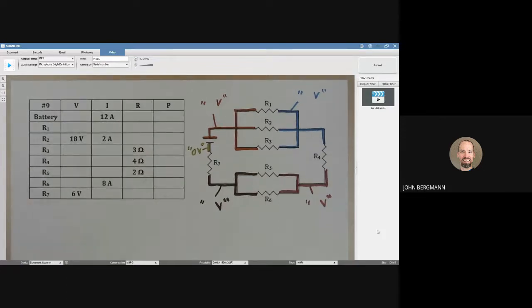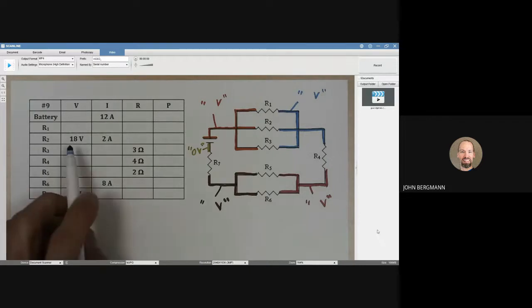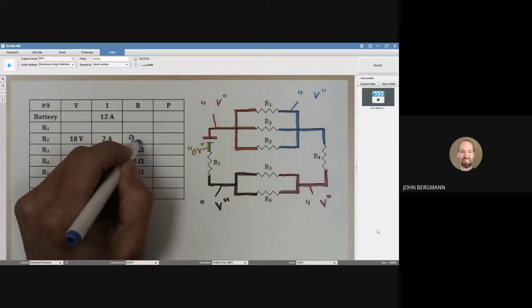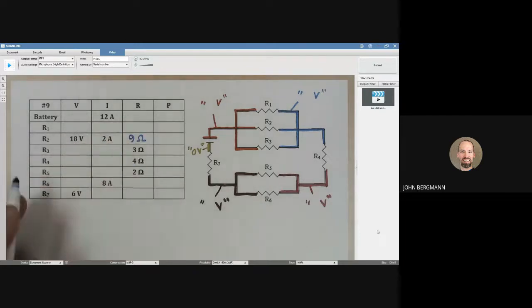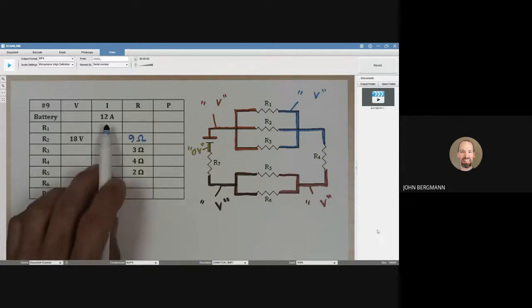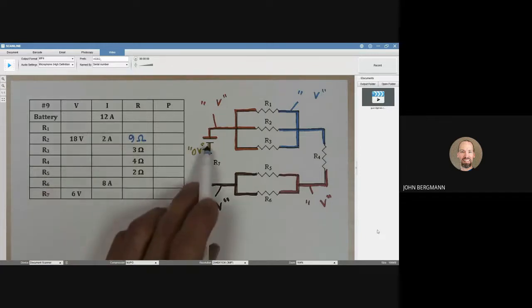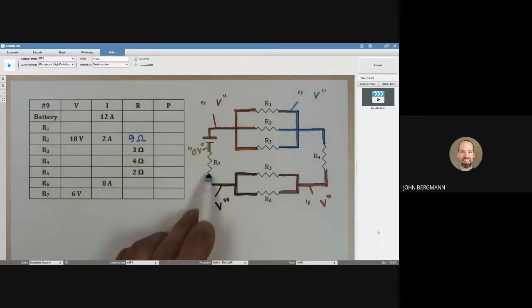Sudoku, so you just start putting answers in somewhere. Resistor 2 must be a 9 ohm resistor. 18 equals 2 times 9. What else am I seeing here? I'm seeing 12 amps through the battery. All right, so right there, there's 12 amps flowing through there. That must mean there are 12 amps going through resistor 7.